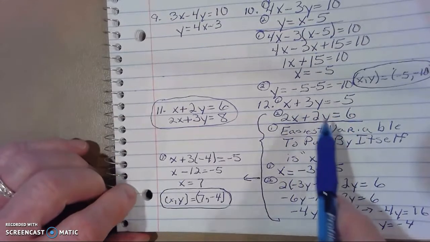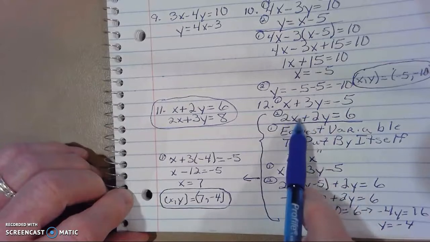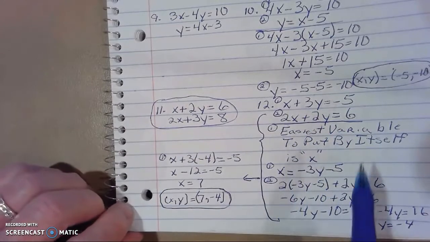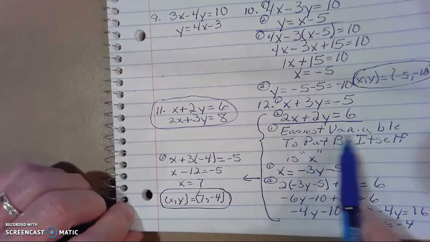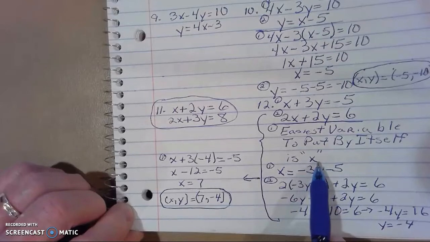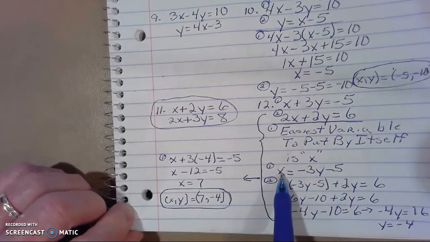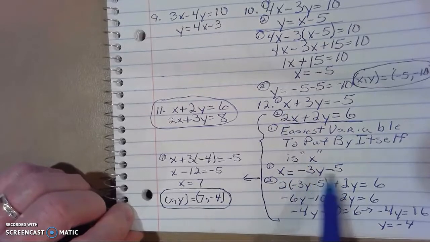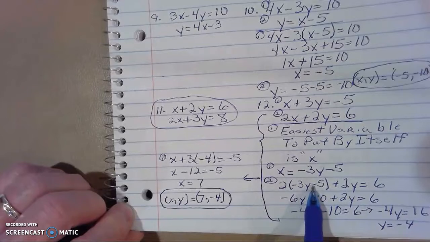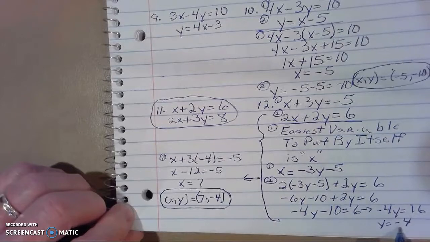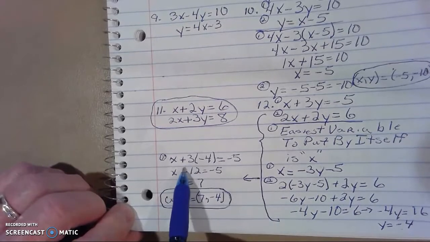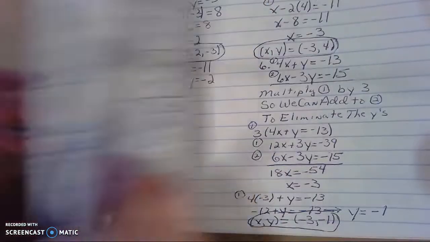And so I had to get, there wasn't a variable by itself in either equation. So I put the easiest variable by itself, which is x, from the first equation. X equals negative 3y minus 5. And then that negative 3y minus 5 can be substituted in the second equation. And we work it out as I've shown here. And I find y. And then I came over here and found x.